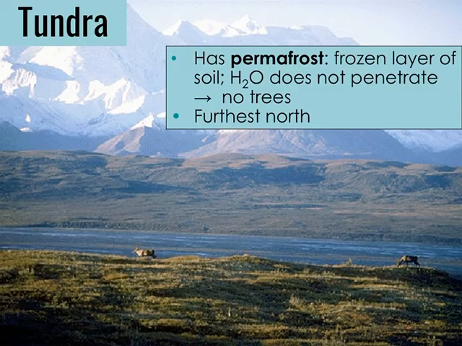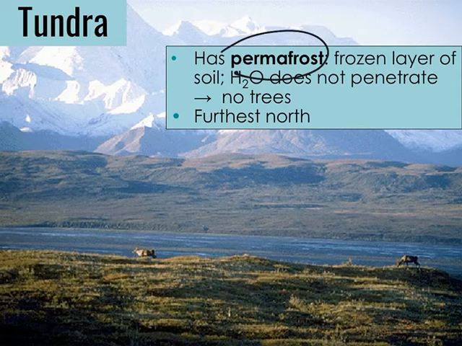So let's start with the tundra. The tundra is the highest latitude biome that is the furthest away from the equator, and it's the coldest. So if you think about the angle at which the sun hits the poles of our planet, it's not as direct as that at which it hits the equator. So at these poles, we see tundra biomes, and we also observe this permafrost.